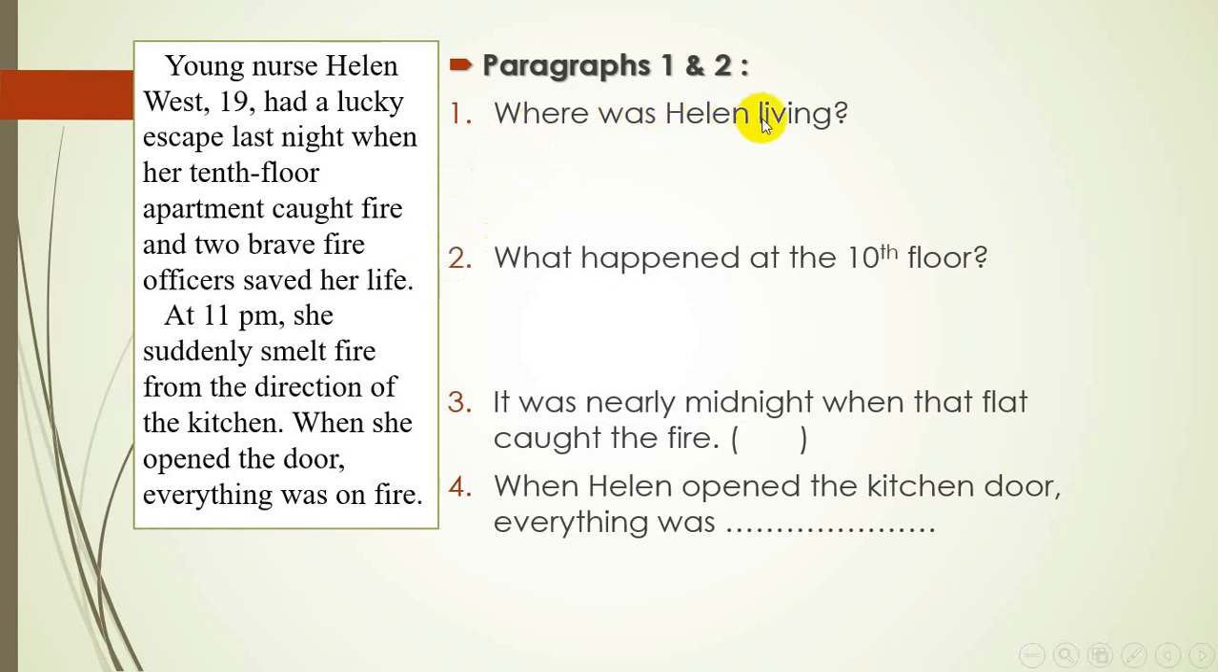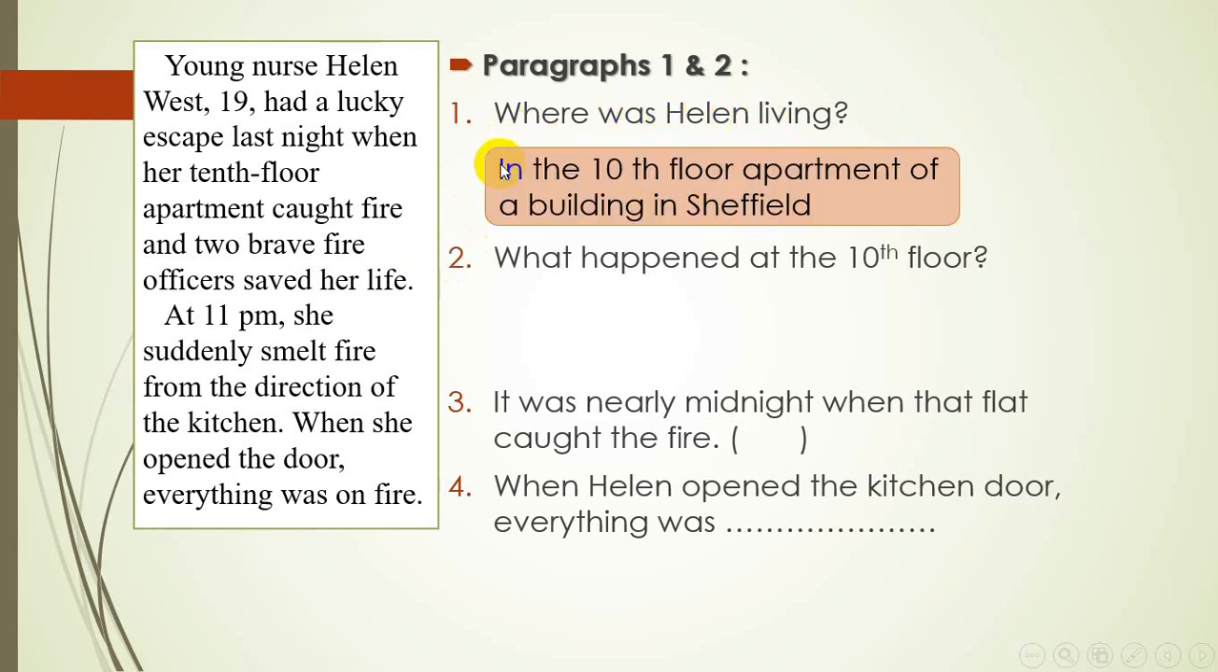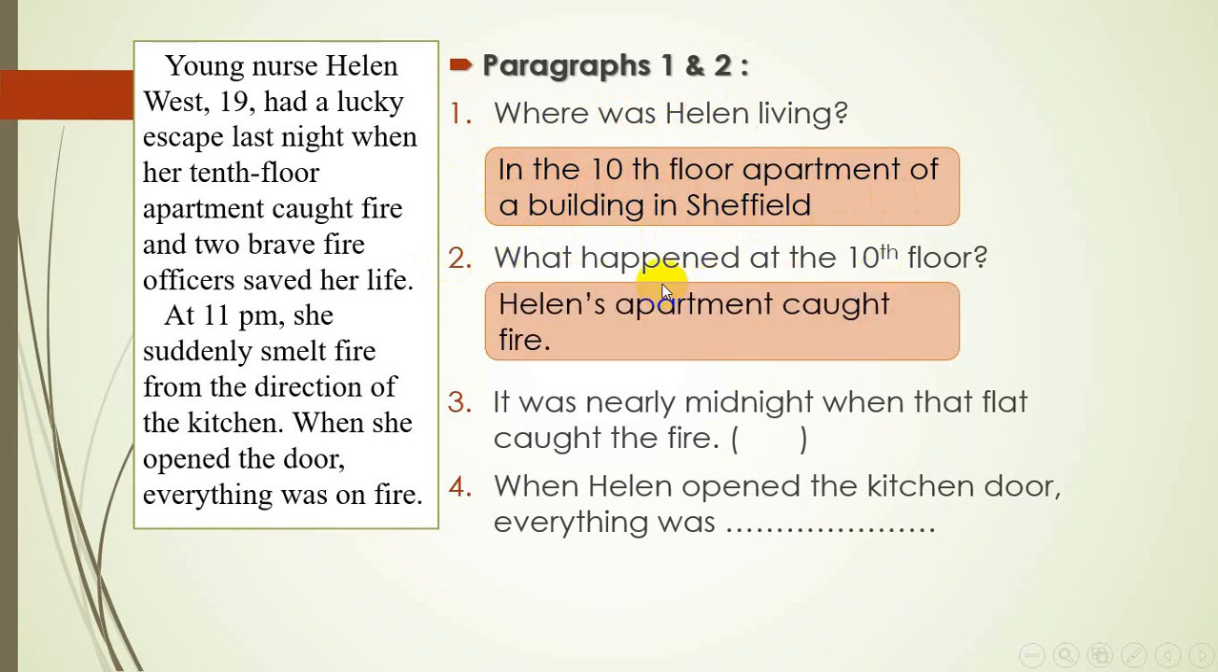Now, where was Helen living? She was living in the 10th floor apartment of a building in Sheffield. Question 2. What happened on the 10th floor? Helen's apartment caught fire. Question 3. It was nearly midnight when that flat caught fire.